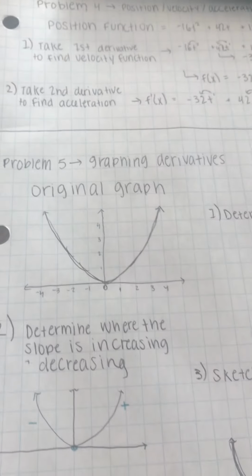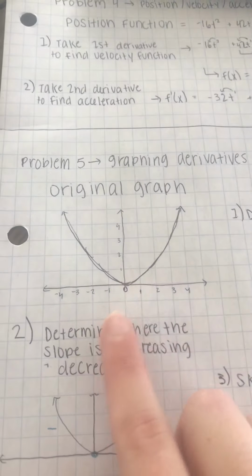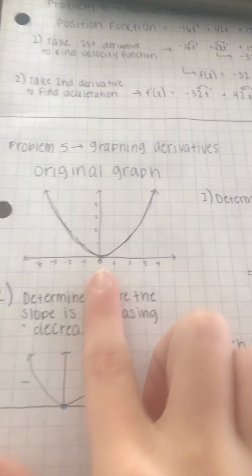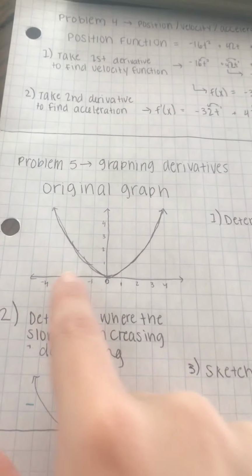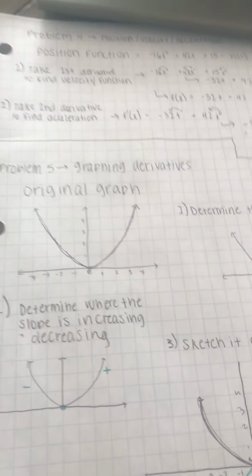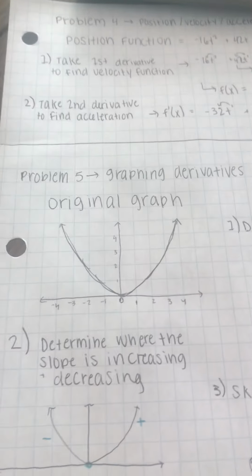And then for my graphing derivatives, this was my original graph. I know it ends up getting a little messed up. I'm sorry, I can't draw graphs. But basically, I think it was just a regular x squared graph. I had it on Desmos originally, but I didn't write down the function because we didn't need to have the function.